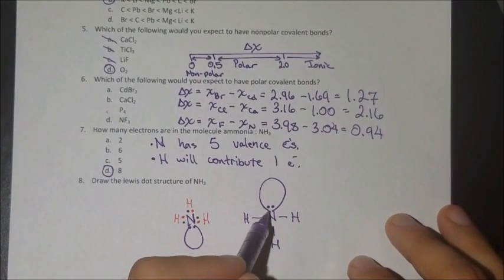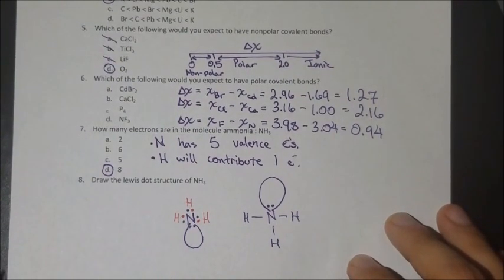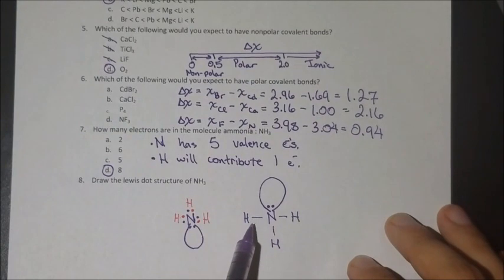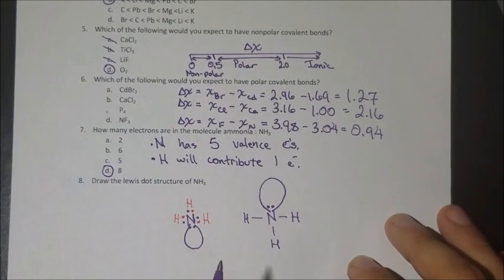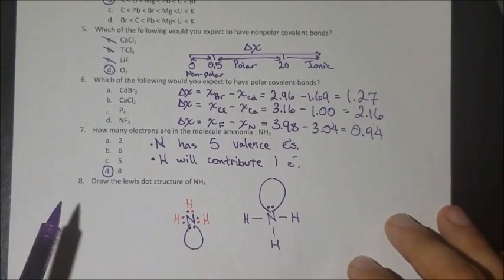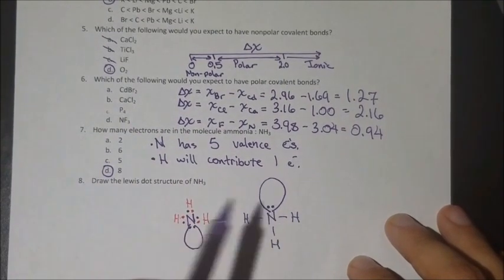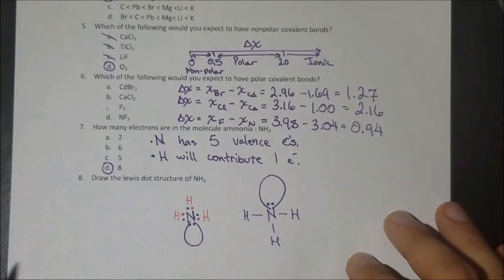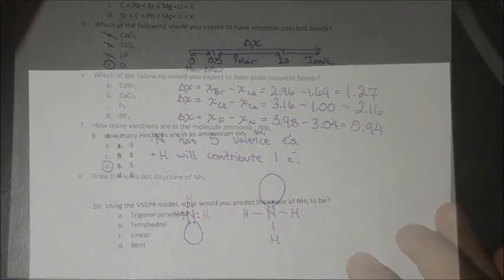The third reason that's important is because that determines the geometry of this molecule, and we'll see that in number 10. So you had to just include the nitrogen as your central atom, 3 hydrogens around it, somehow indicating that they're bonded to the nitrogen, and you had to include a lone pair. So that's what I was looking for in the Lewis dot structure of ammonia.